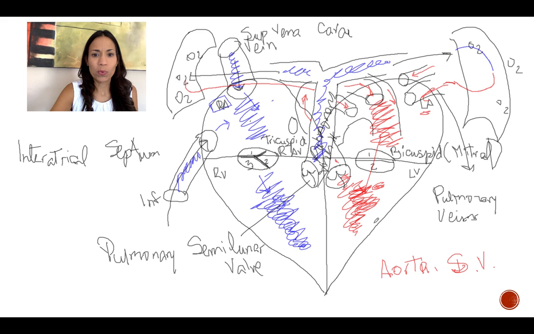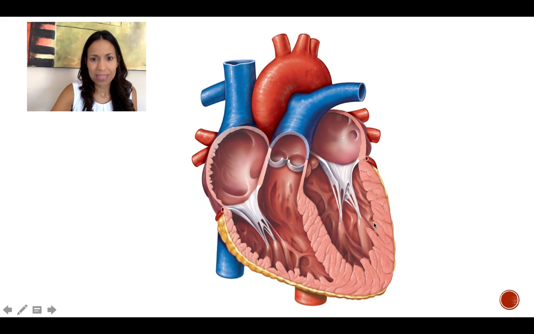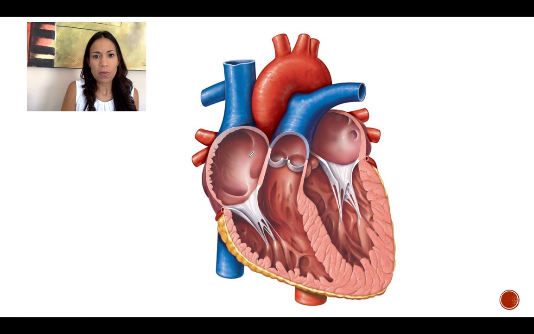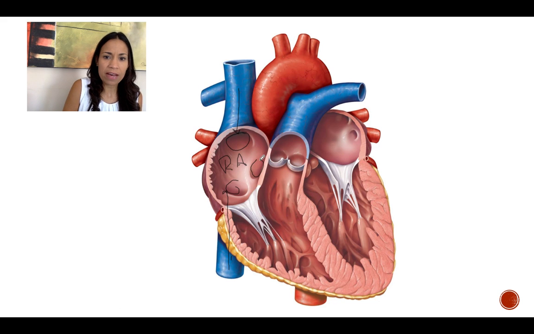Okay, so I'm going to go back so you can see in a beautiful drawing all of these chambers. So the right atrium receives blood from the superior and inferior vena cava. Okay, these are the openings. And this is the fossa ovalis, okay, that I told you before, the scar.